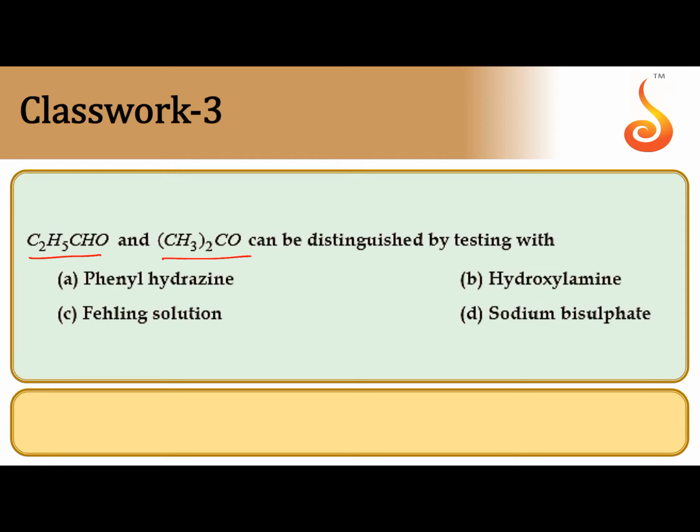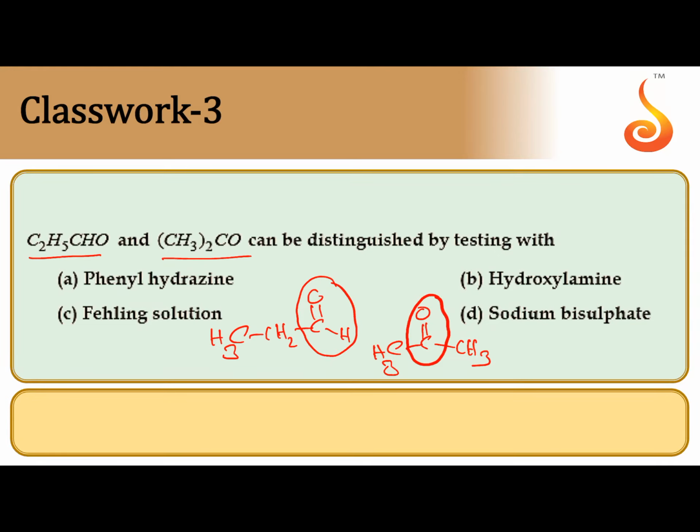Propanaldehyde and acetone can be distinguished by. CH3CH2CHO, this is propanaldehyde. Another one is propanone, CH3COCH3. One is an aldehyde, the other one is a ketone. So aldehydes and ketones are distinguished by three tests: Fehling's solution, Tollens reagent and Benedict's solution. By using any one of these three, we can identify which is aldehyde and which is ketone. So here these two are distinguished by using Fehling's solution.